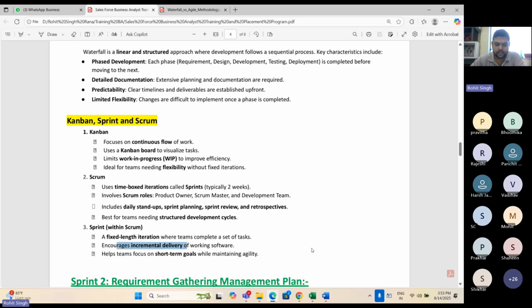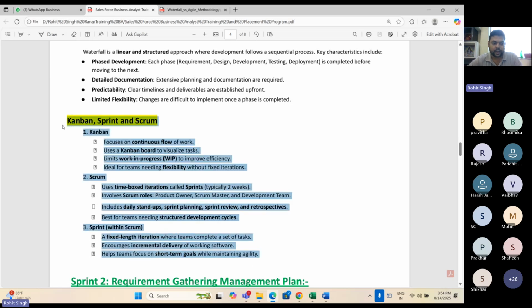Of course, it encourages incremental delivery of working software, because we are doing an iterative and incremental approach in terms of agile. And of course it's a short term goal, because we are not looking at a 1 year, 2 year or 3 year project goal, we are looking at a 2 weeks, 3 weeks, 4 weeks goal. So gradually, in smaller chunks, we are doing the delivery so that we can achieve the final project delivery. So that's your Kanban, sprint and scrum.